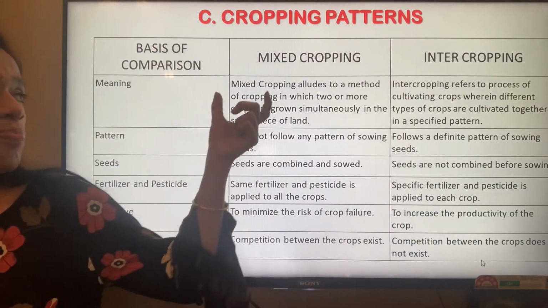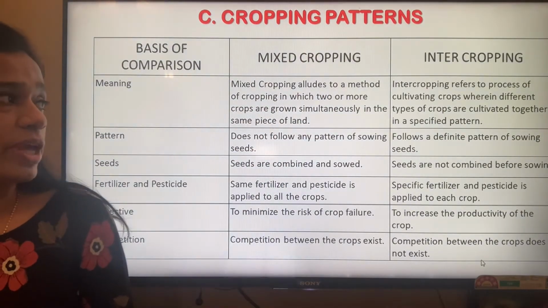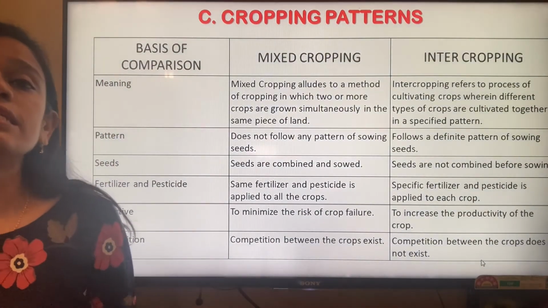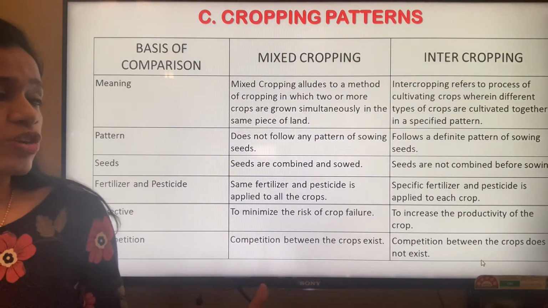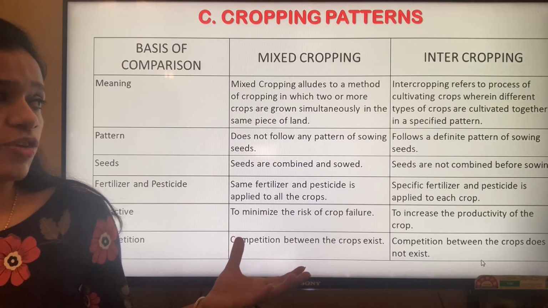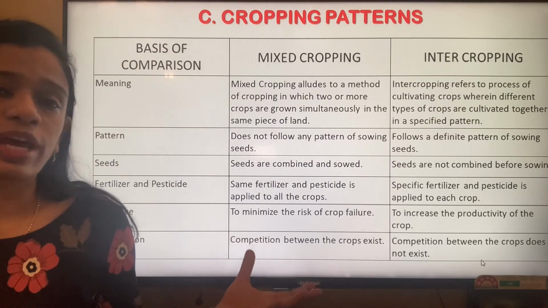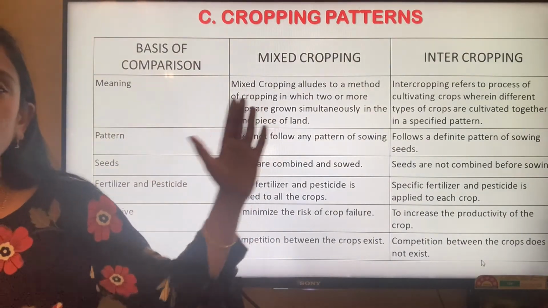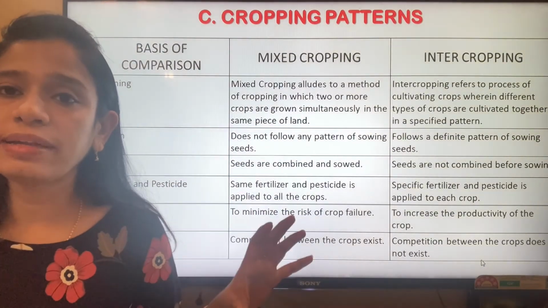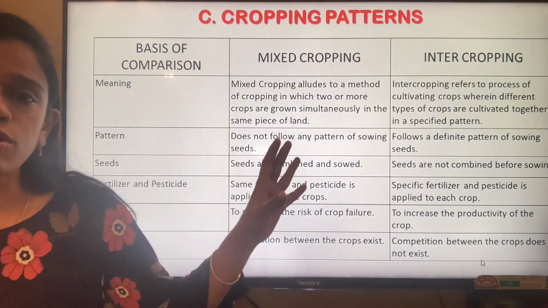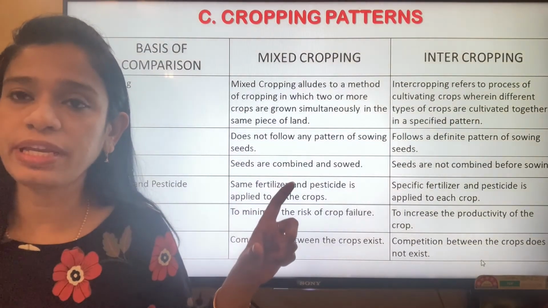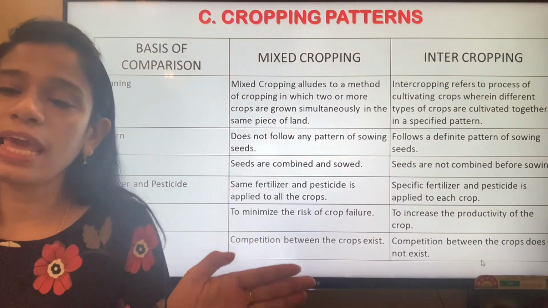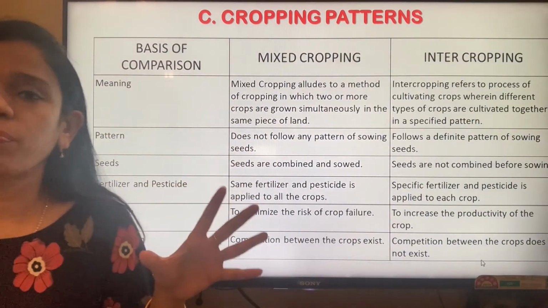The first is mixed cropping, which alludes to the method of cropping in which two or more crops are grown simultaneously in the same piece of land. And intercropping refers to the process of cultivating different crops together in a specified pattern. So we must always remember, in mixed cropping, no particular pattern is maintained, whereas in intercropping, a specific pattern is maintained. That is, if it is crop A followed by crop B, again it is A followed by B. Whereas in mixed cropping, it is not so.